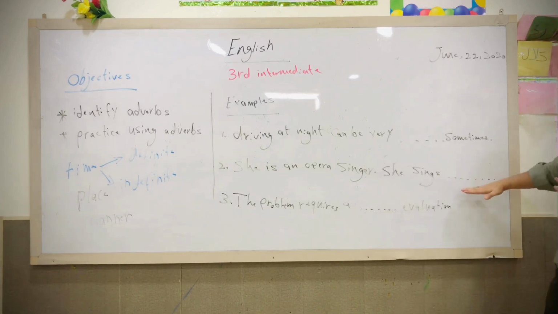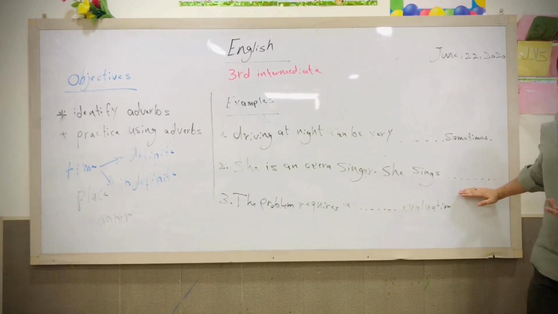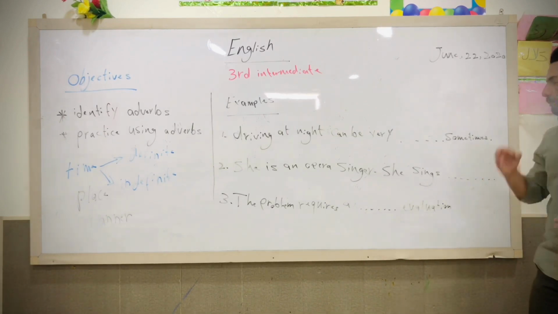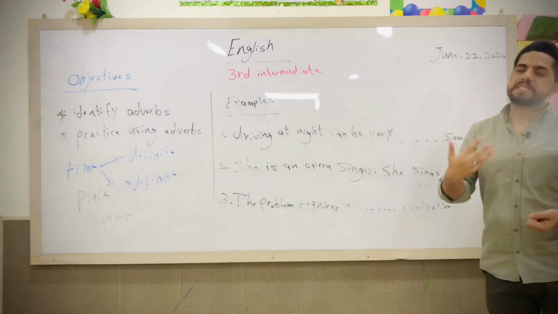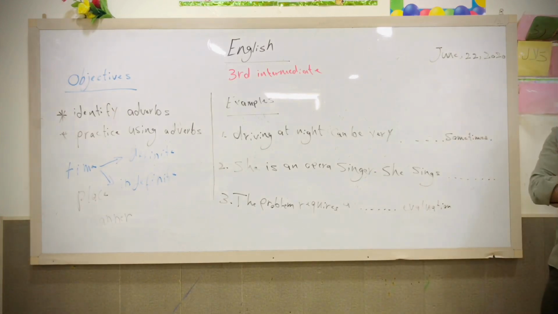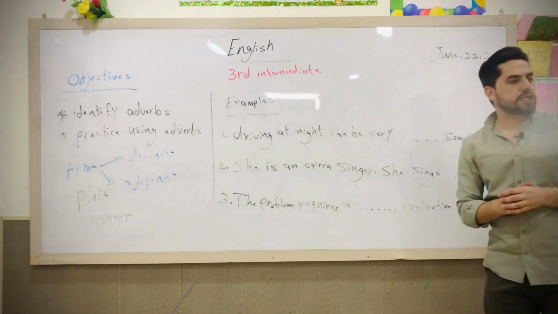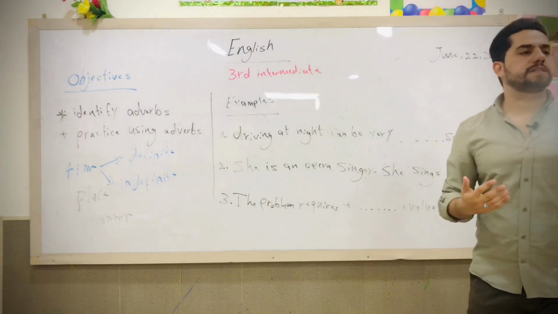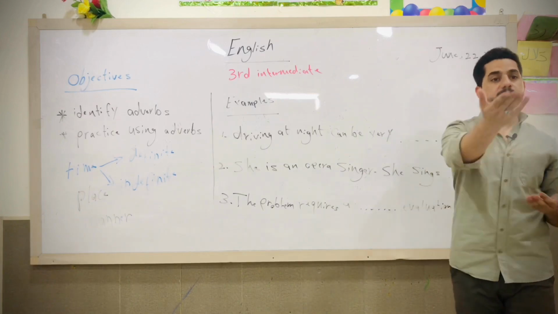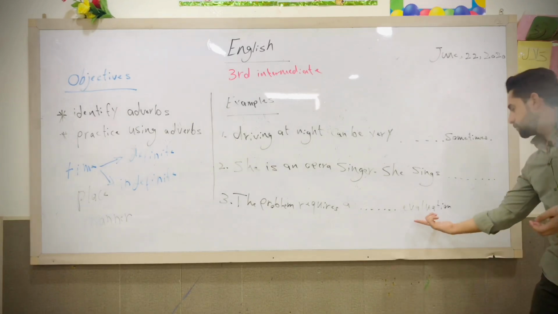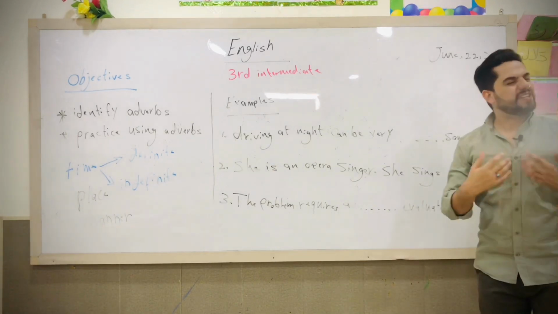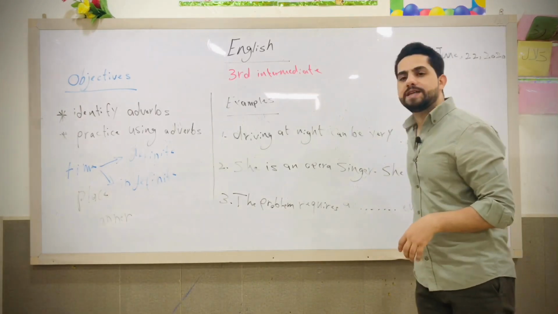So she is an opera singer. She sings beautiful or beautifully? Anyone, please? Go ahead. There you go. So she sings beautifully. We need an adverb to modify the verb. How does she sing? Well, she sings beautifully. The third example, the problem requires a dash evaluation. Serious or seriously? Do we need an adjective? There you go. Thank you very much. A serious evaluation. Why? Because we have a noun and we need to add extra information to this noun.